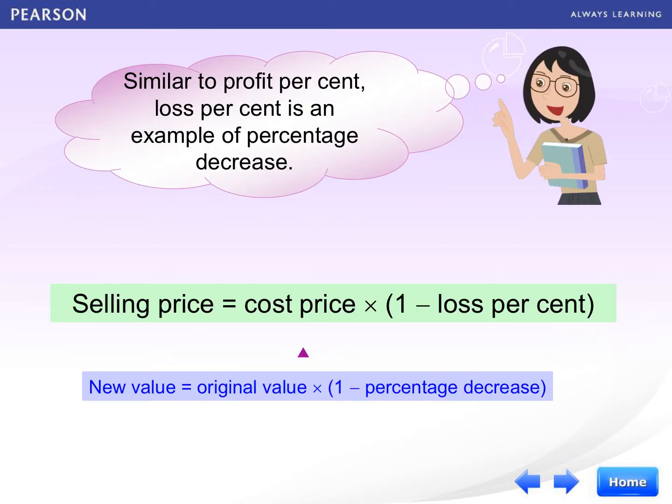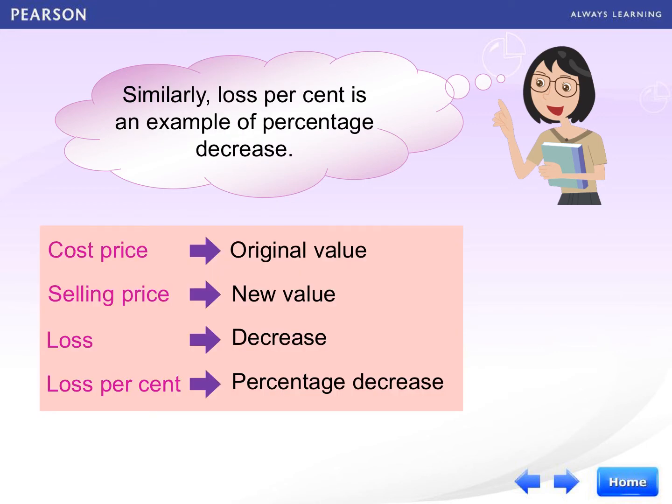Similar to the profit percent, loss percent is an example of percentage decrease. So selling price equals cost price times bracket of 1 minus loss percent. So it is new value equals original value times bracket of 1 minus percentage decrease. We can also refer to the cost price as the original value, the selling price as the new value, loss as the decrease, and loss percent as the percentage decrease.